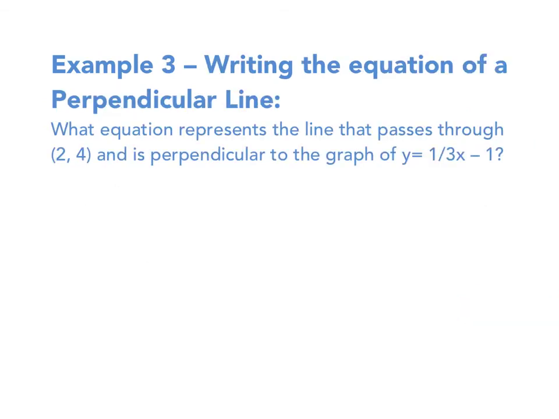Your final example is to write the equation of a perpendicular line. What equation represents the line that passes through (2, 4) and is perpendicular to the graph of y equals 1/3 x minus 1? So this process has a couple different steps, but it's going to be basically the same.